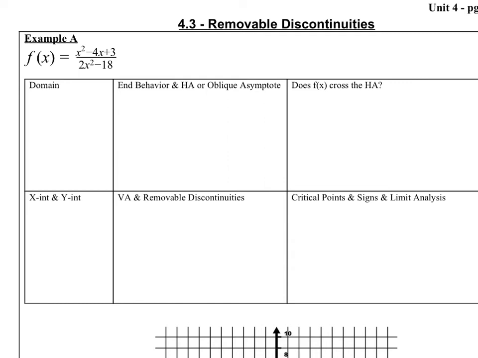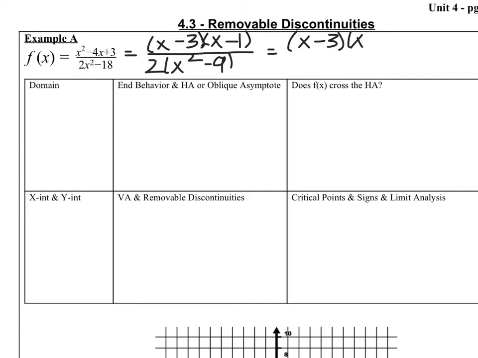Okay, now let's turn our attention to some problems that have removable discontinuities, aka holes. So just like before, our first step is going to be to factor. So this would be x minus 3, x minus 1. First step in the denominator is to factor out my GCF. That leaves me with a difference of squares, so I can keep factoring. And then x plus 3, x minus 3.